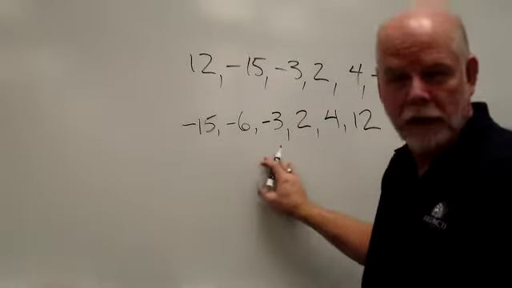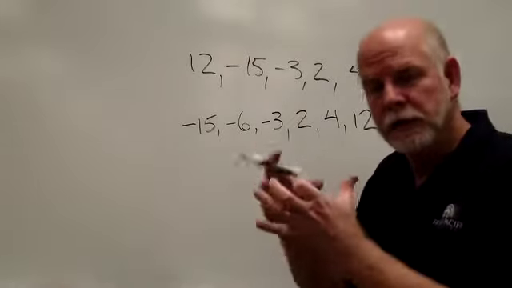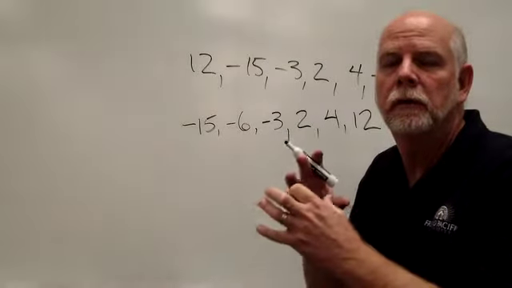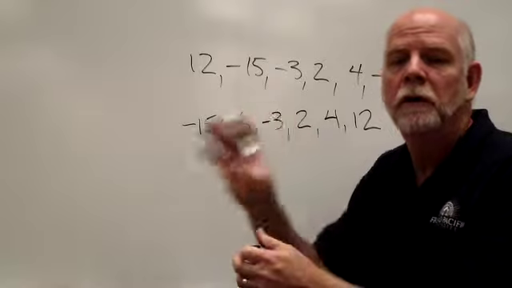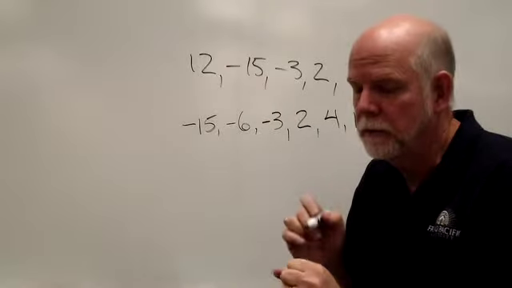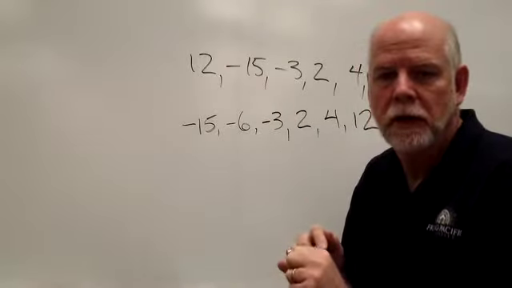And so those are common. That's a common question on the CSAT in this particular section, being able to put a list of positive and negative numbers in order from least to greatest, or sometimes from greatest to least. Okay?